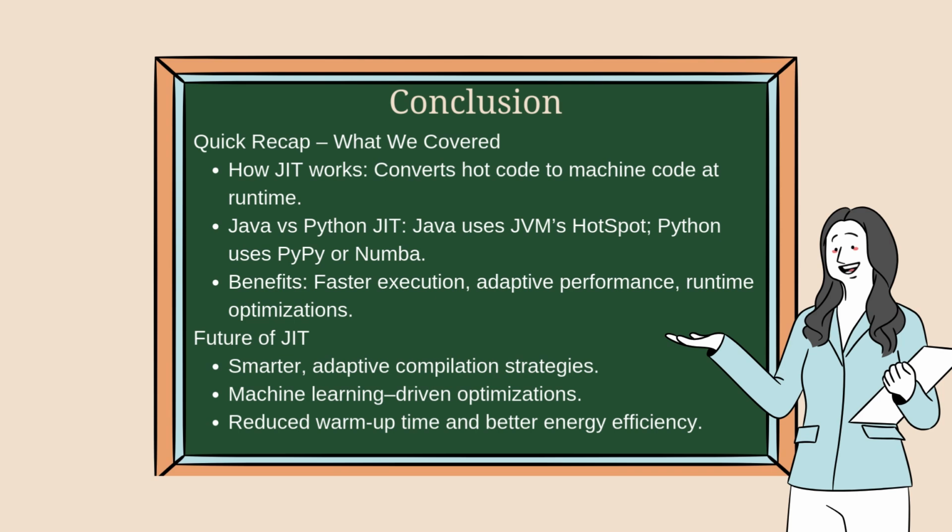Conclusion. Let's wrap up with a quick summary. We saw how JIT works by compiling frequently used code at runtime for better performance. We compared how Java and Python use JIT, Java through the JVM and HotSpot, and Python via tools like PyPy or Numba. JIT gives us faster execution, real-time optimizations, and adapts well to long-running programs. Looking ahead, JIT is evolving with adaptive compilation techniques and even machine learning-based optimizations, which make performance tuning smarter and more automatic. In short, JIT blends the flexibility of interpretation with the speed of compilation, making it a powerful technique in modern language runtimes.